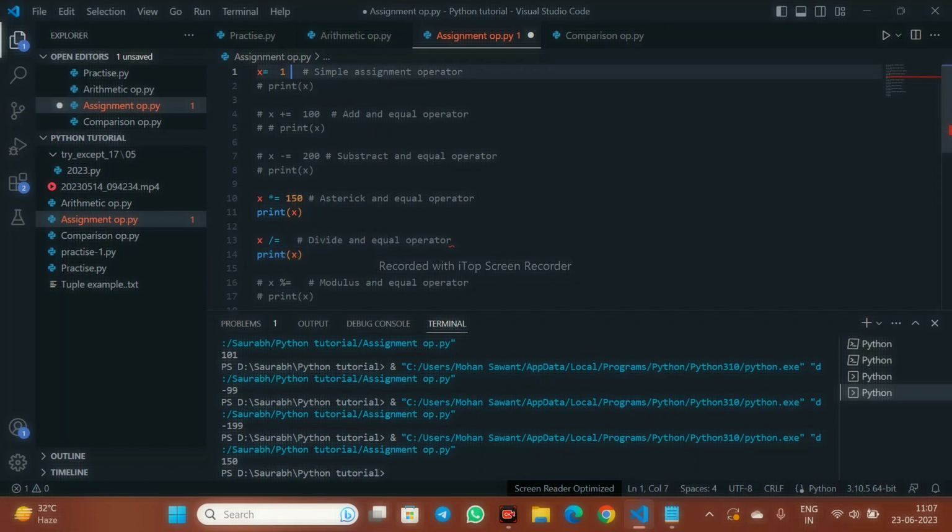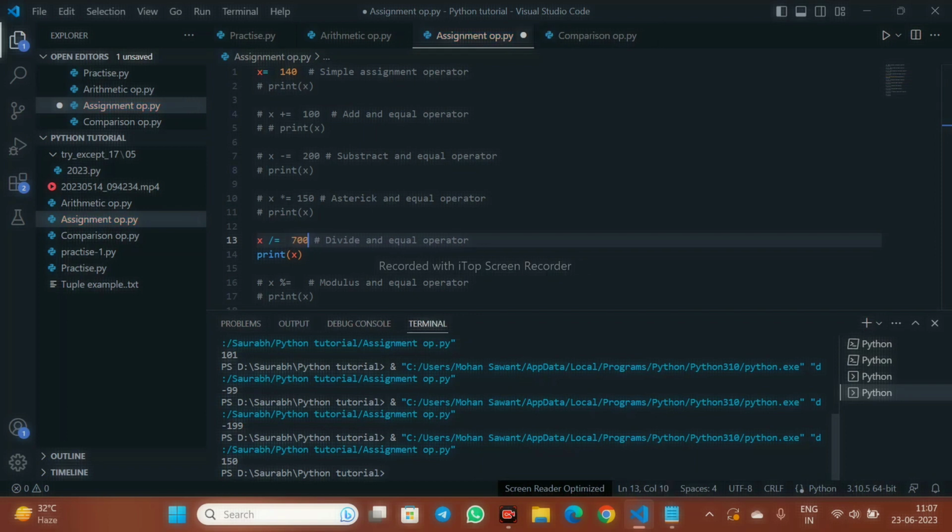So for that I will change the value here to 140 and I will put here 700. So it will divide 700 by 140. That will give me the answer 0.2. That is right here.